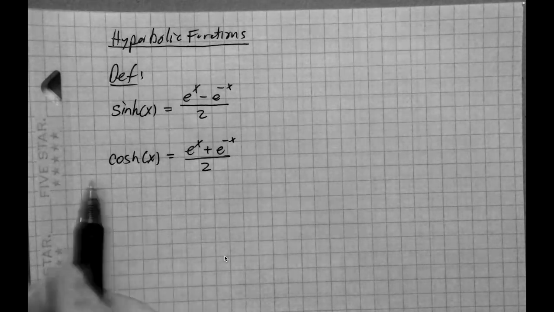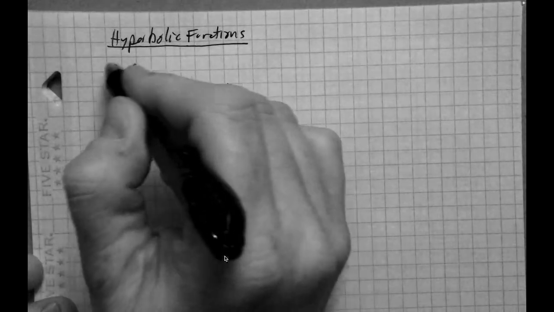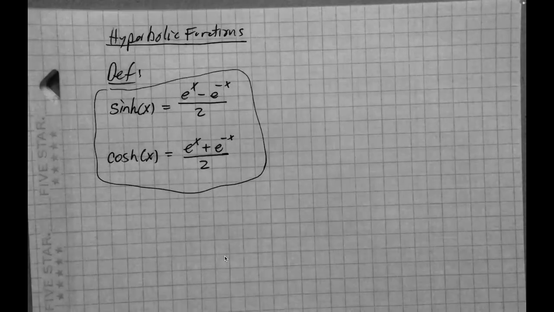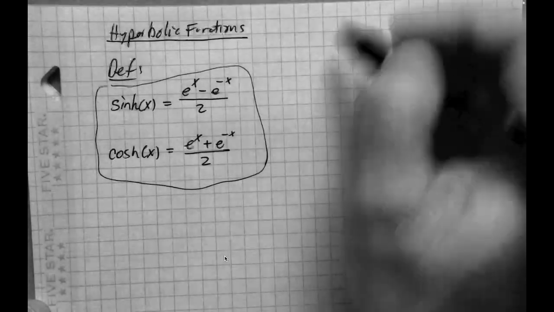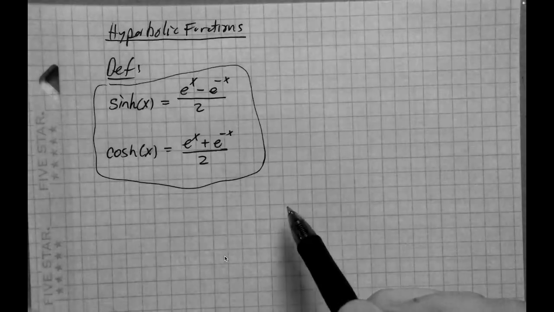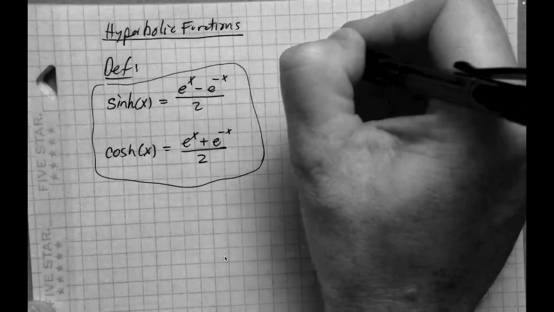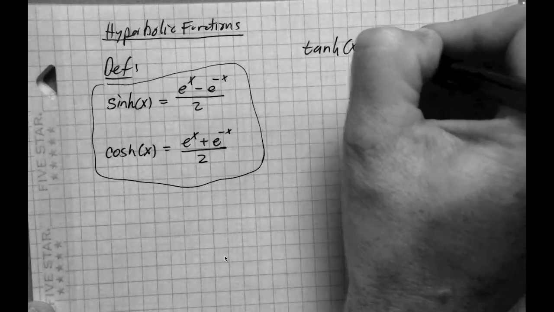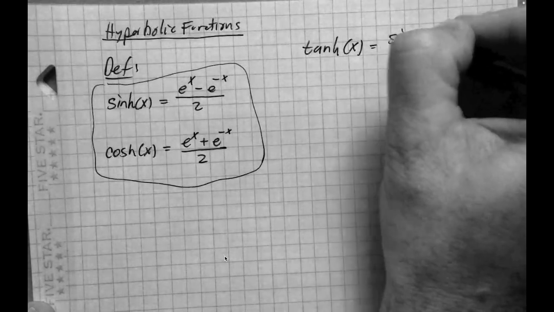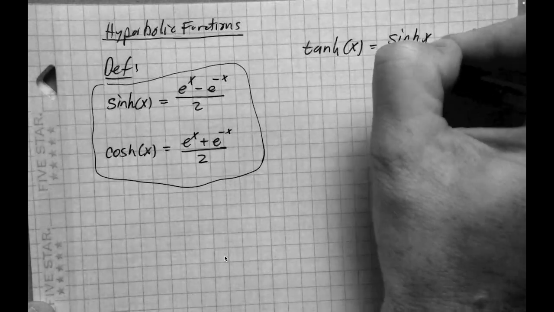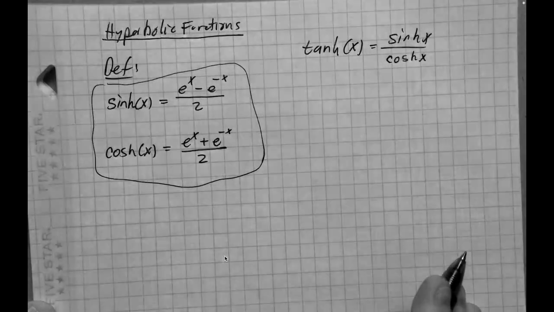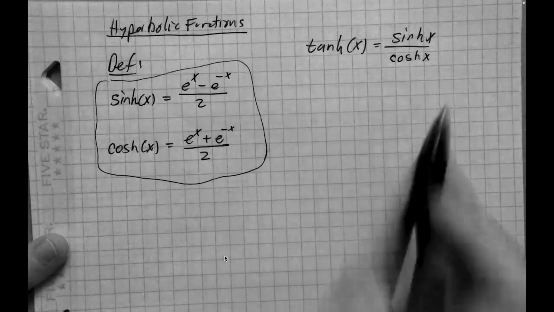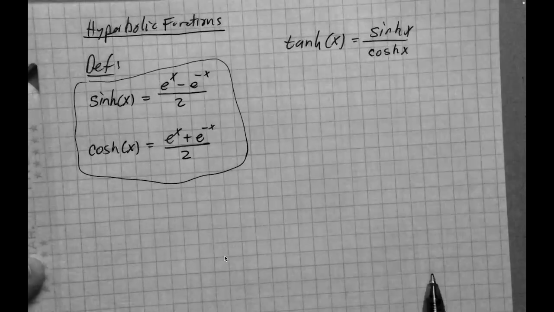So these are the two fundamental ones, kind of like with trig functions in general. Then you would be able to define the others based on this. So, for example, the hyperbolic tangent is equal to the hyperbolic sine over the hyperbolic cosine, similar to what you'd expect from your regular trigonometry.